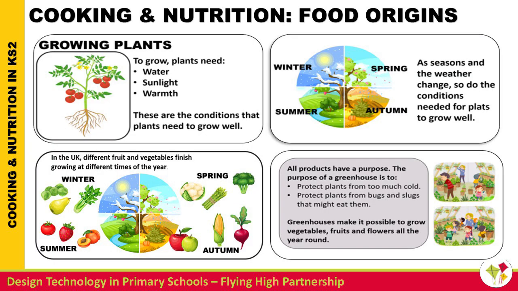The other aspect of food origins that children need to know in Key Stage 2 is the seasonality in food production. When learning about seasonality, children should know and understand that plants need certain conditions to grow well, and these conditions are affected by weather and climate. In the UK, different fruits and vegetables finish growing and ripen at different times of the year, and therefore fresh foods are only ready to eat during certain periods of the year.